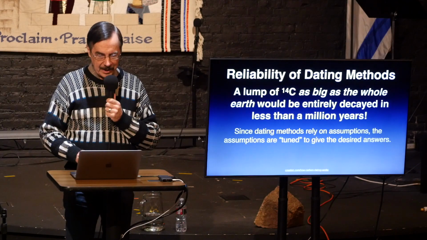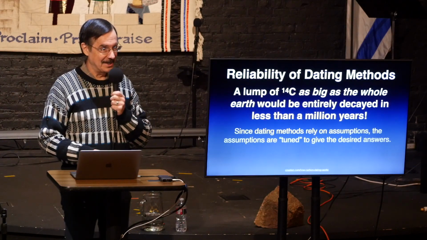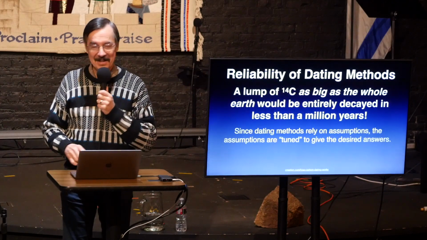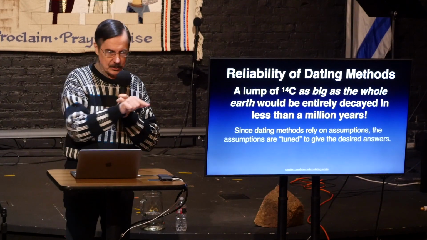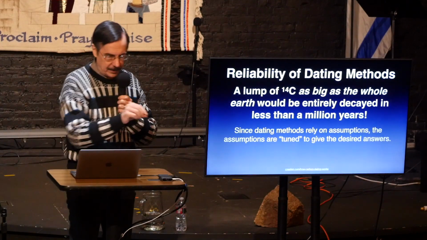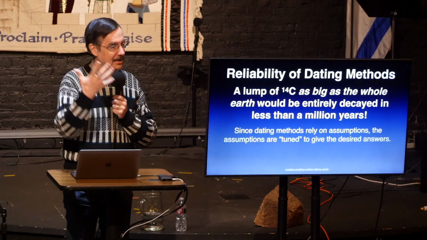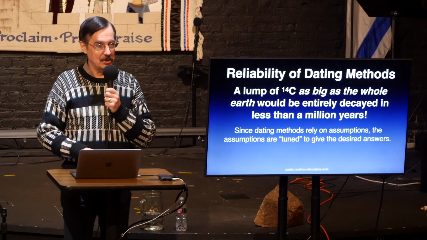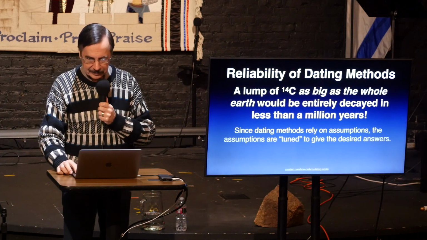Since dating methods rely on assumptions, the assumptions are tuned to give the right answers, the desired answers. So let's see, if we plug this in, ooh, that says it's too young, so let's tweak this one. Not enough, let's tweak this one again. There, I like that answer. So if we make the assumptions just right, we can get whatever age we want.